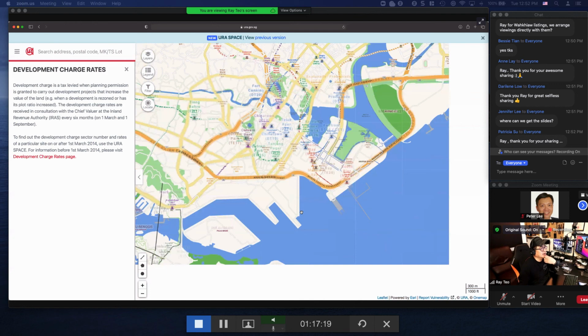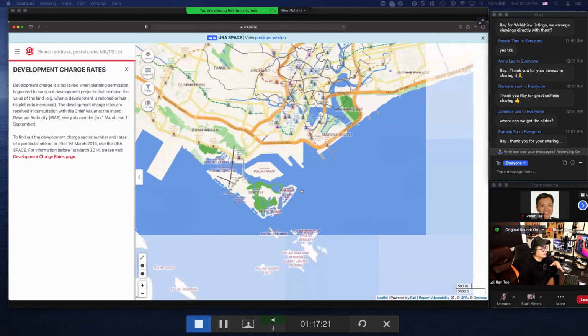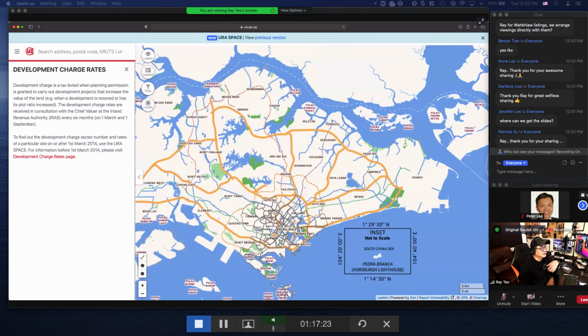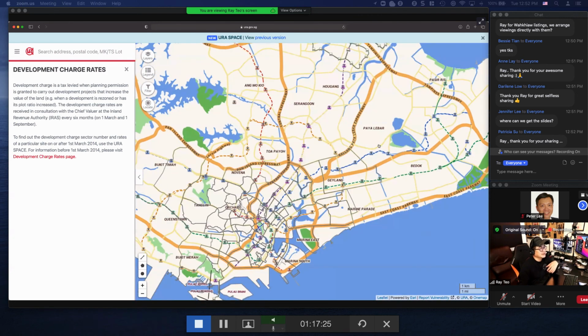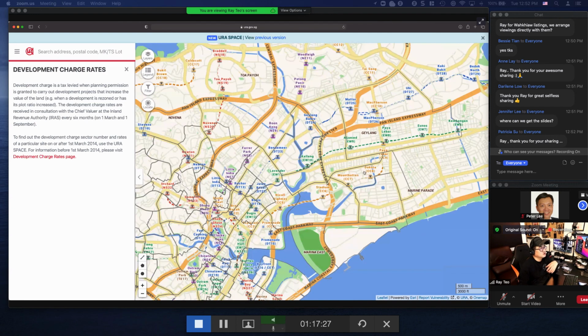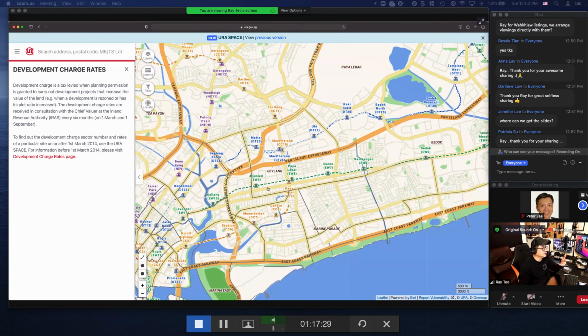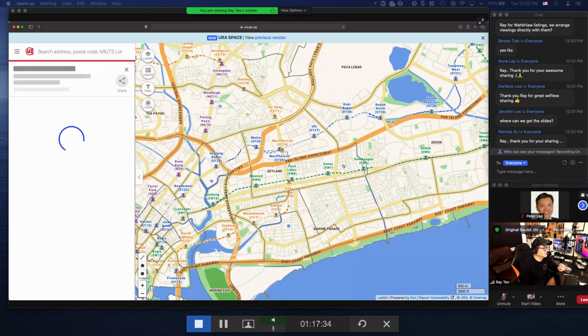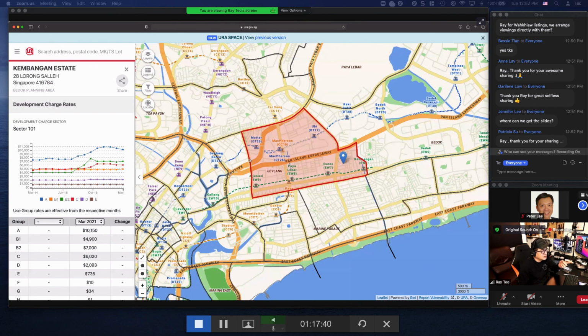You can see, let it populate the lines first. All these lines are the boundaries of the map. Depending on your unit, let's say your unit is in district 14, Kembangan. You click on this, it is district 14. This is the sector, sector 28. The whole area is sector 28. You are in Lengkong 2, etc. So you can see B1 development charge 4,900.